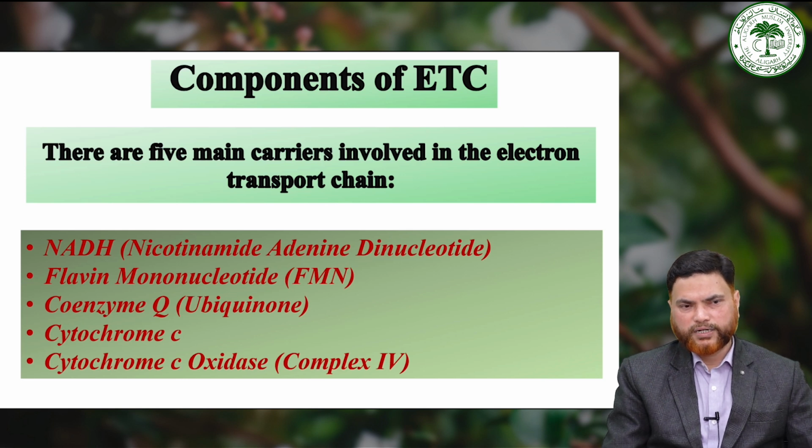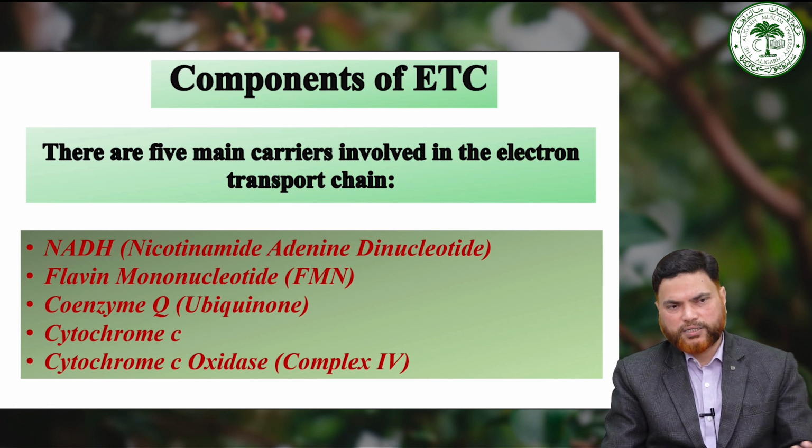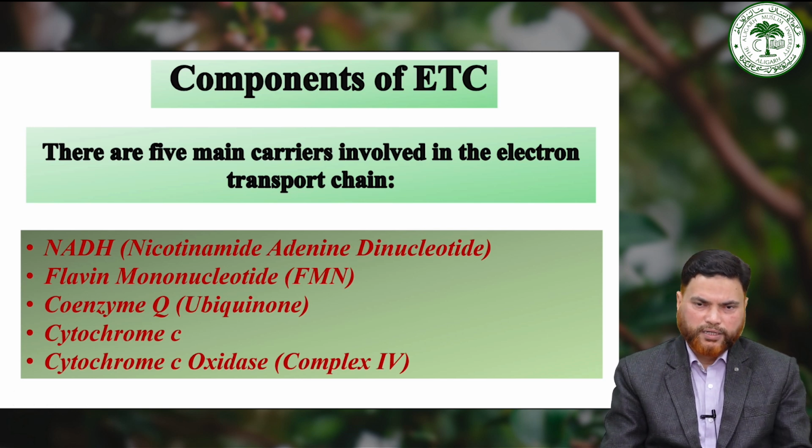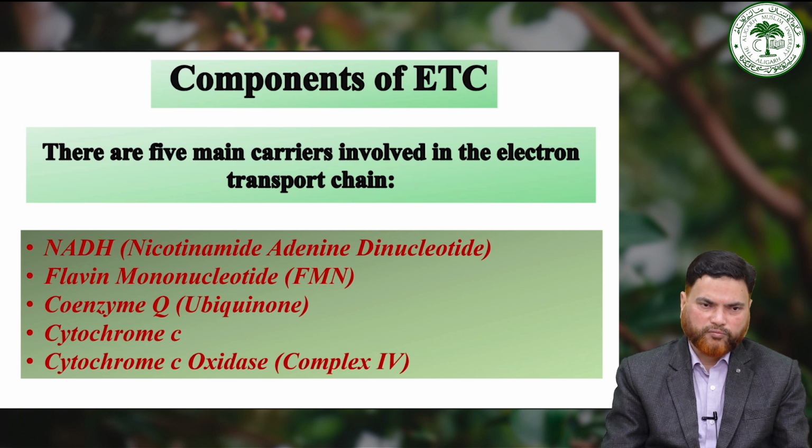Then the second one is flavin mononucleotide. This FMN is a prosthetic group and a part of complex 1, that is NADH dehydrogenase, and it accepts electrons from NADH and transfers them to the next carrier in the electron transport chain. A very important and interesting fact I would like to share with you is that FMN is a mobile carrier that moves within the complex to facilitate electron transfer.